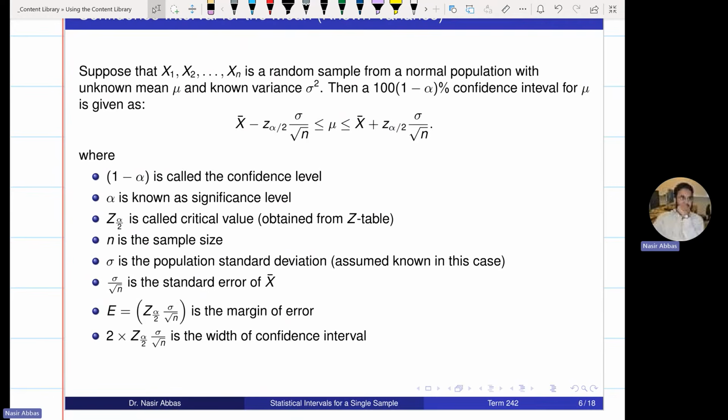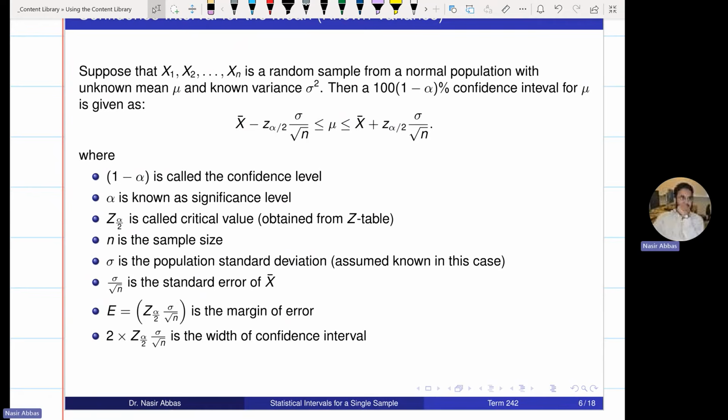Alpha is called the significance level. So if in exam we tell you that we want a confidence interval where the significance level is 5%, that means we are asking you for a 95% confidence interval, and so on. So either you will be given alpha or you will be given 1 minus alpha in exam.